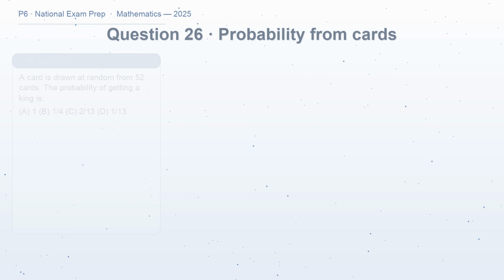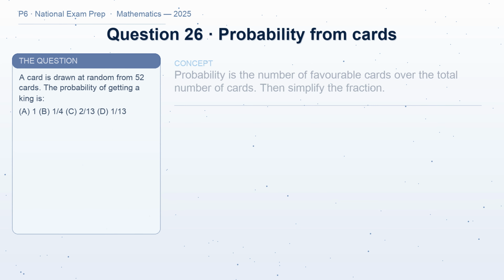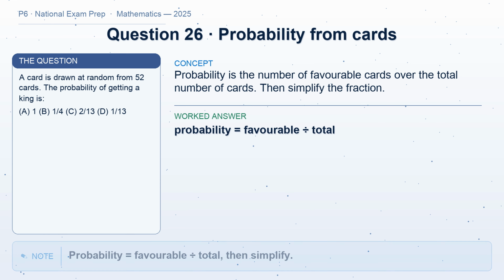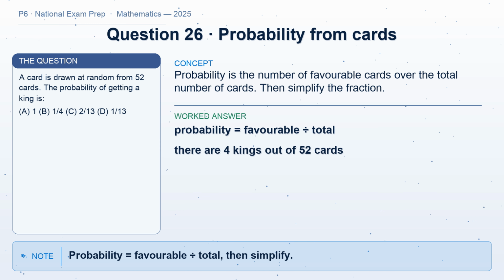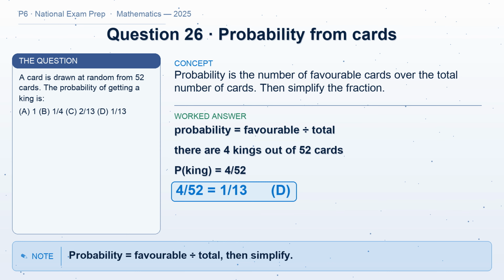Question 26. One card is drawn at random from a pack of 52 cards. Let's find the probability that it is a king. Probability is the number of cards we want, divided by the total number of cards. In a pack of 52, there are 4 kings, one for each suit. So the probability is 4 out of 52. Now let's simplify. Both 4 and 52 divide by 4, so 4 over 52 becomes 1 over 13. So the probability of a king is 1/13, which is option D.